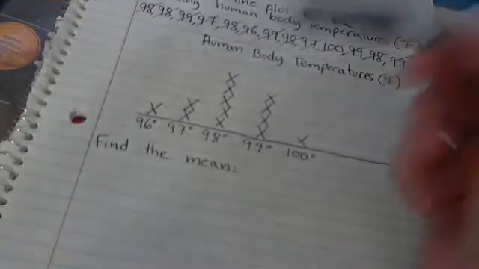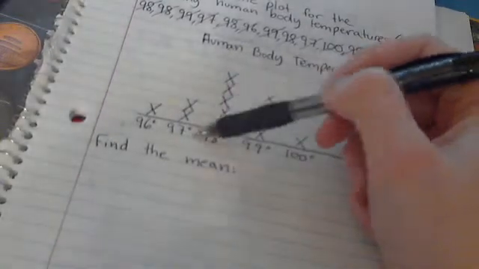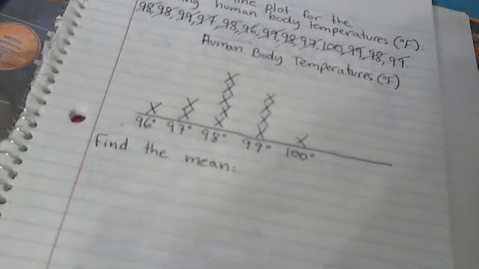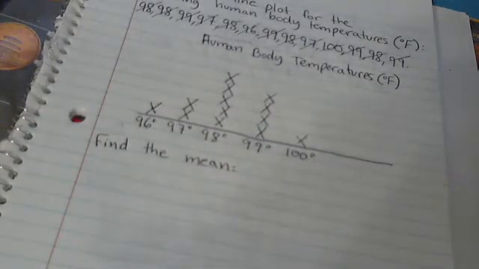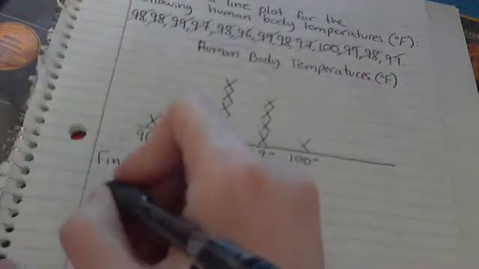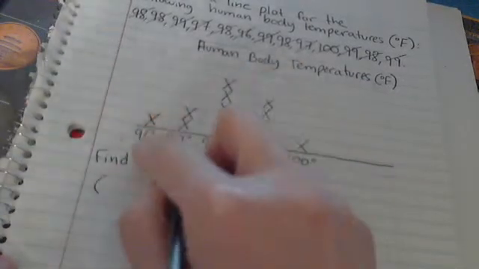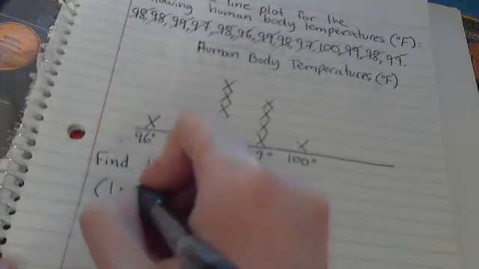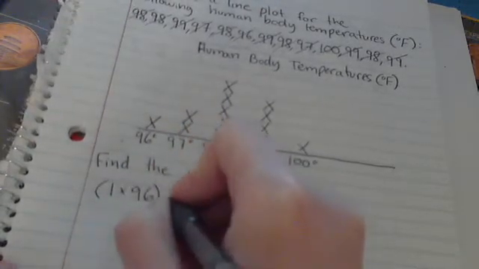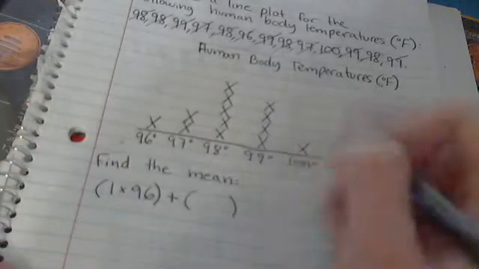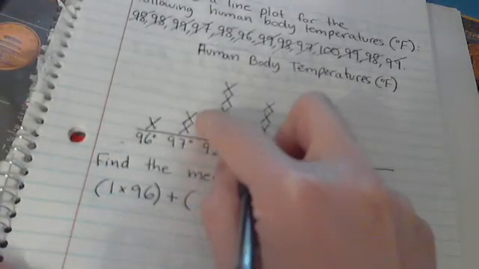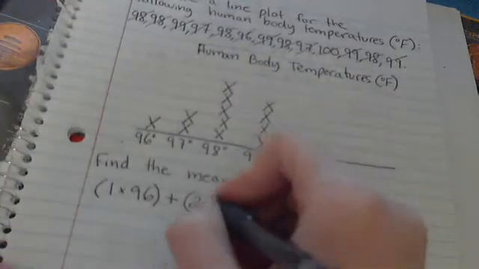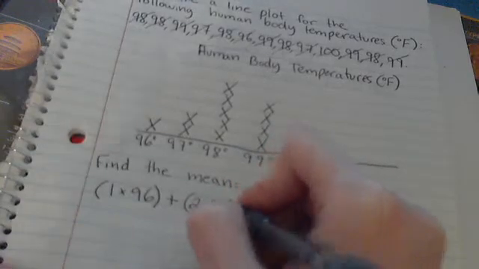If I had two 97s, what's the same way of saying 97 plus 97? Couldn't I say 2 times 97? Yes. So here's an easy way to find the mean of the data. How many 96s are there? 1 x. So I would do 1 times 96, close parentheses, plus. How many 97s are there? Looks like there's 2 x's. So I'm going to do 2 times 97.